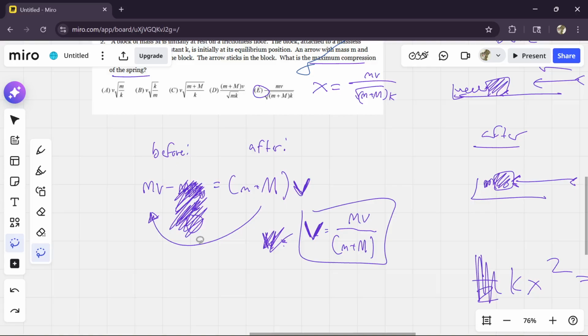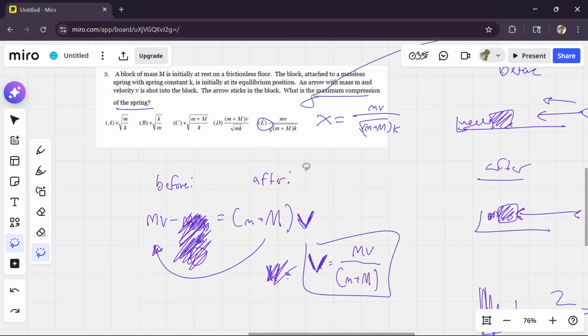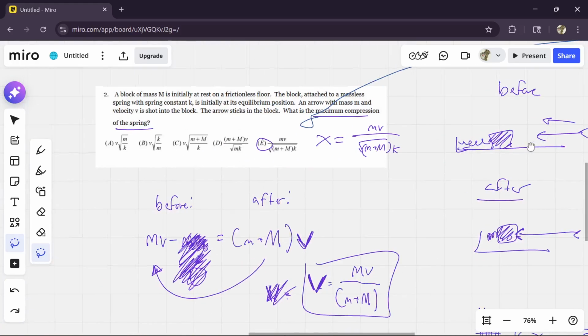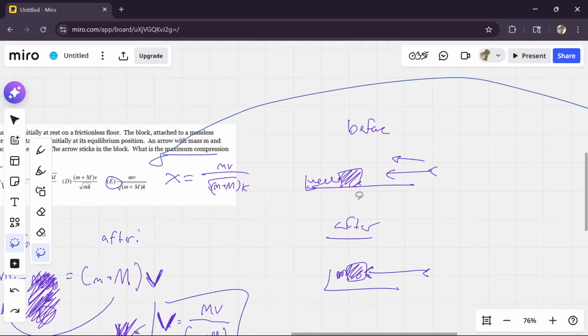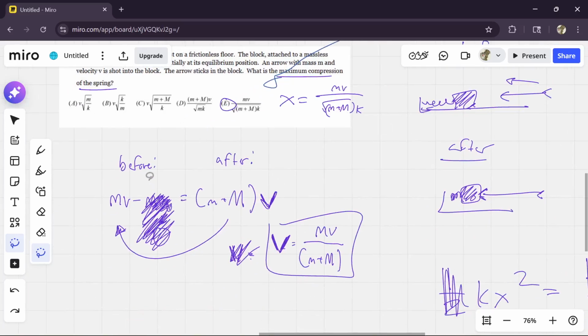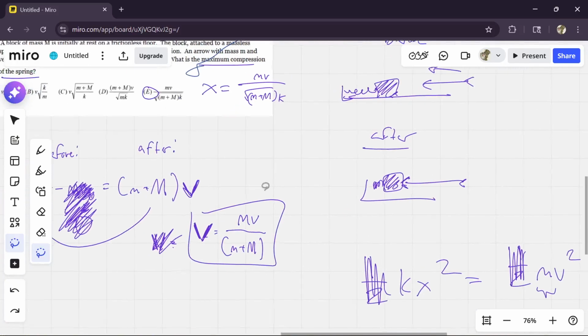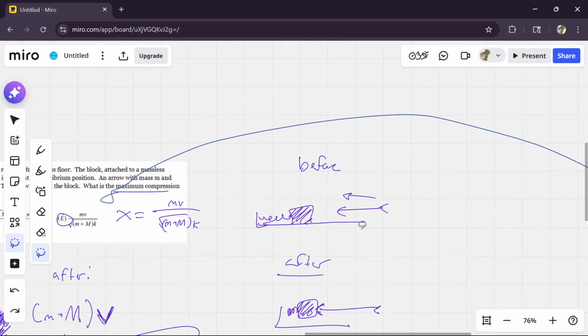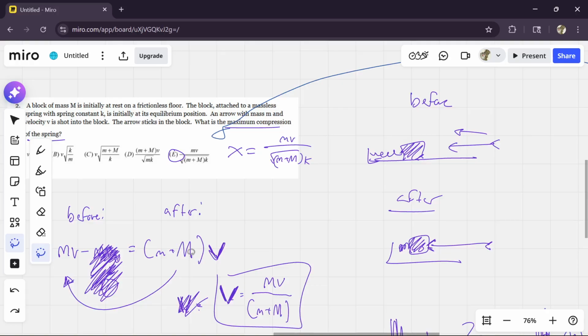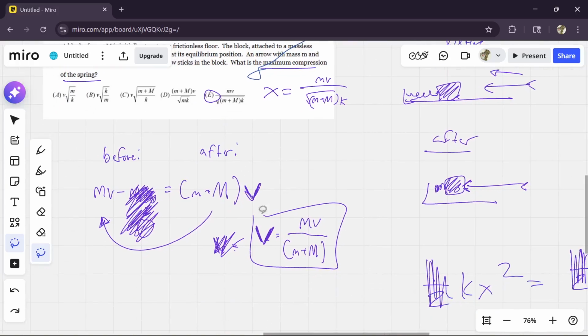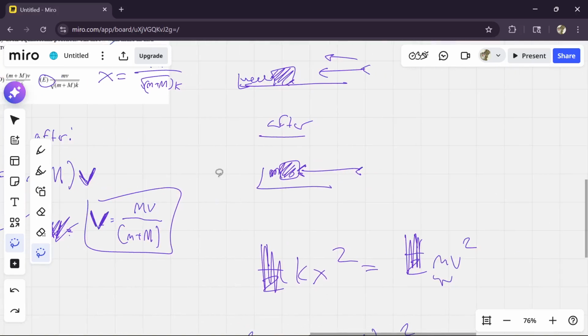However, by realizing that in the before, there's the kinetic energy from the arrow, and there's the lack of kinetic from the block, which is what cancels this out. This is going to be equal to the combined kinetic energy of both the arrow and the block, or sorry, the combined momentum, I should say. So that means the combined masses are going to be multiplied by the velocity, which is going to be the same between the two. So then we use this to solve for our velocity, which is equal to mv over small m plus big M. You hold on to this.